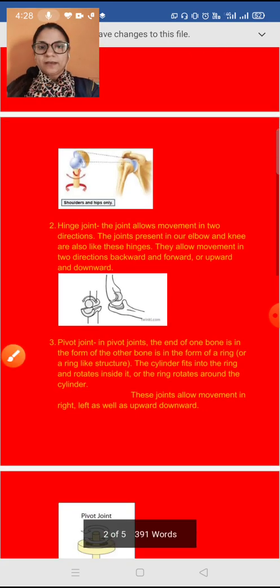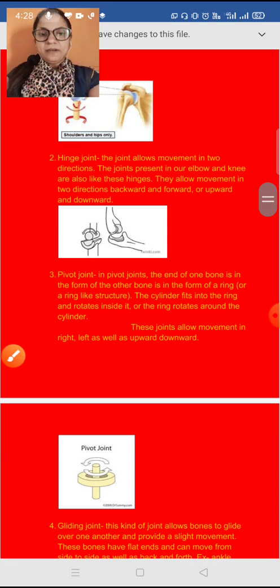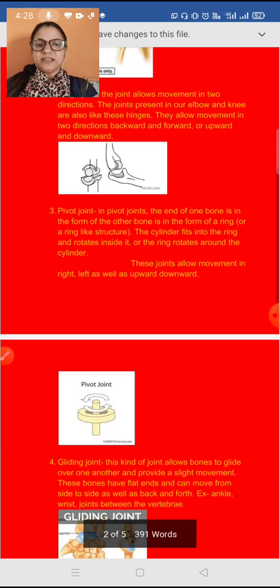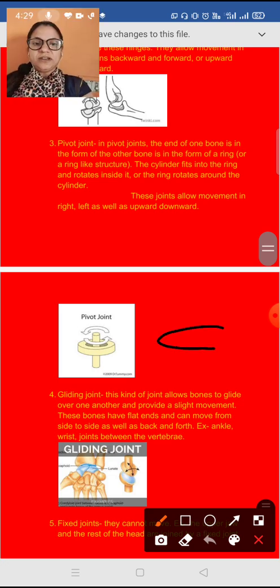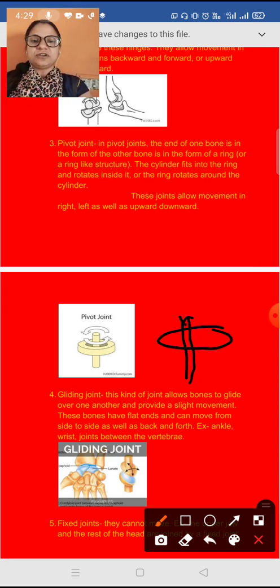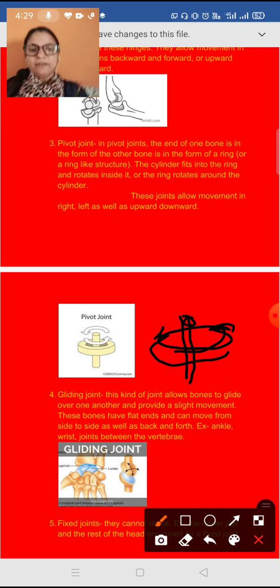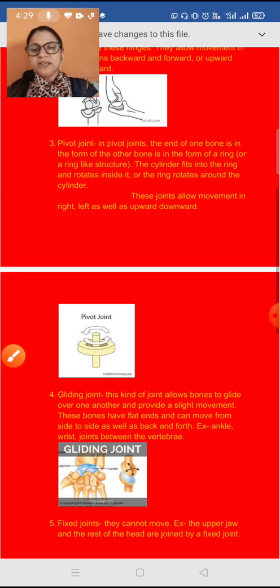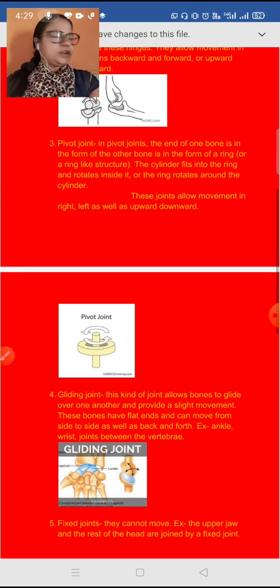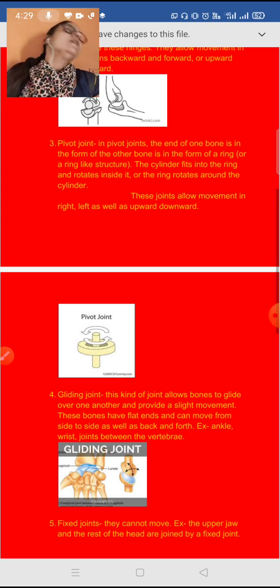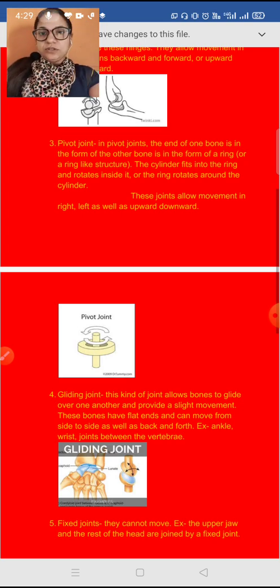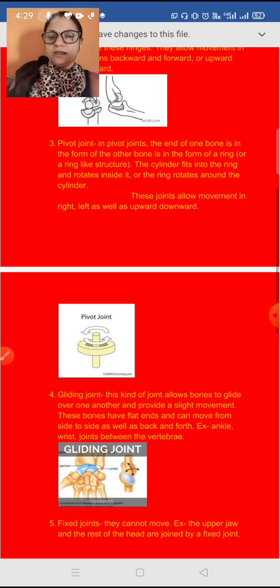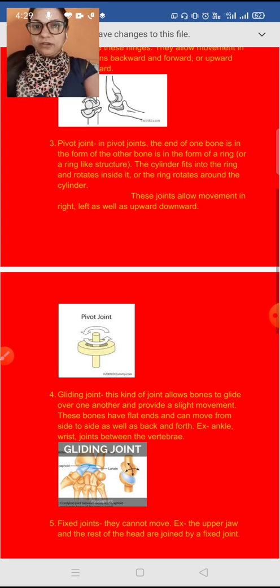Next, third comes the pivot joint. Here you can see a cavity-like structure in which a cylindrical structure is fixed, which gives movement in both directions. This is your pivot joint. It is present in our neck. You can rotate your neck up, down, side to side, and rotate like this also. You can move your neck yourself and find that joint movement.